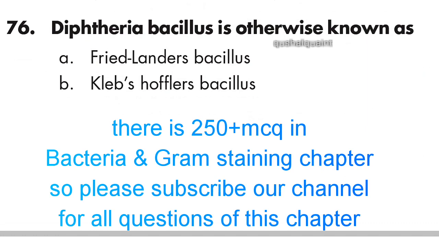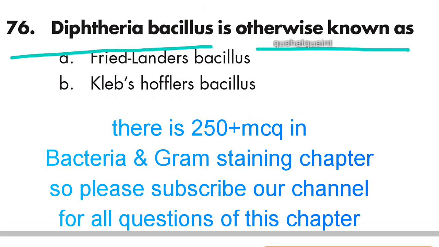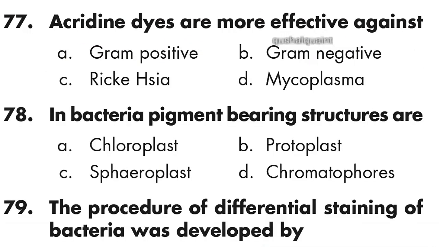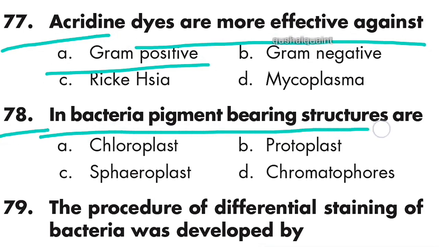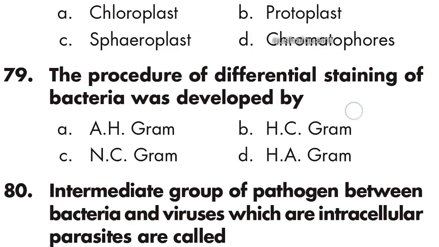Question 76: diphtheria bacillus is otherwise known as Klebs-Loeffler bacillus. Option B is right. Question 77: acridine dyes are more effective against gram positive. Option A is right, gram positive. Question 78: in bacteria, pigment bearing structures are chromatophores. Option D is right, chromatophores.